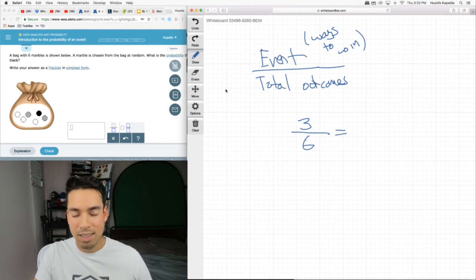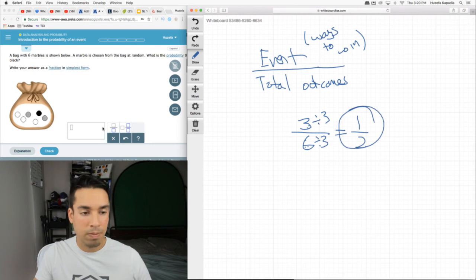The last thing is they want it in simplest form. How do we reduce this fraction to simplest form? We see if we can divide the top and bottom by the same number. We can. I can divide the top and bottom by 3. Then this reduces to 1 over 2.